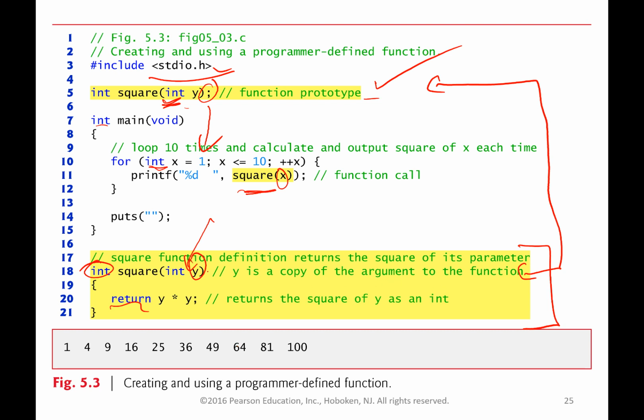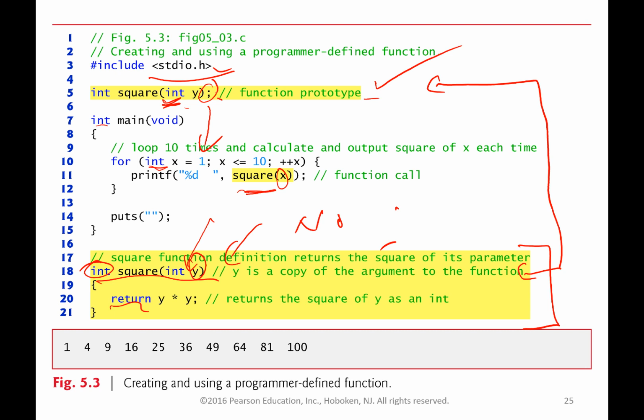Here's my header right here. Note that there's no semicolon here. And then you have another copy of that same line with a semicolon at the top. And normally you have all the headers up there.